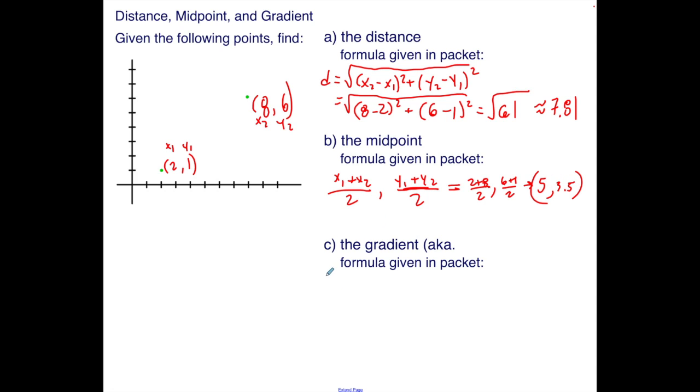And then our gradient, also known as slope. In IB math, we call the slope gradient. So we know how to find slope. It's (y2 minus y1) over (x2 minus x1). And again, this is a formula that's given in the packet anyways, if you forget, which is (6 minus 1) over (8 minus 2), which gives us, let's see, that's 5 over 6, which would be our slope.